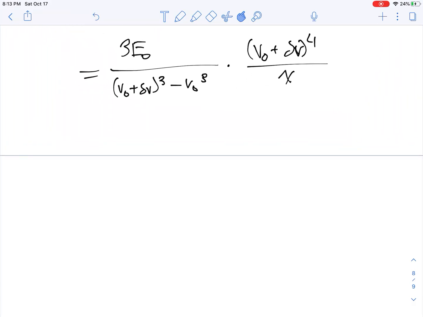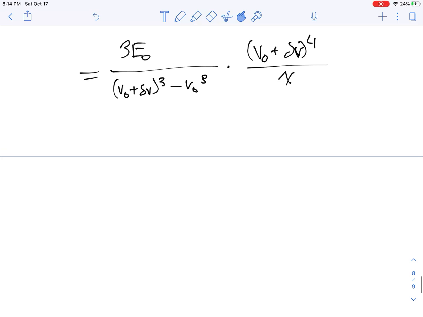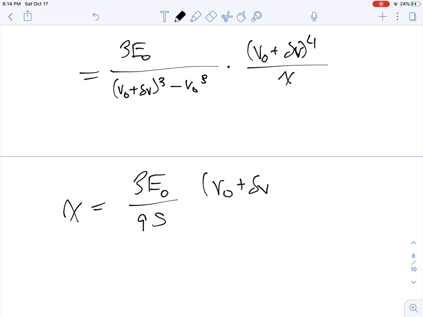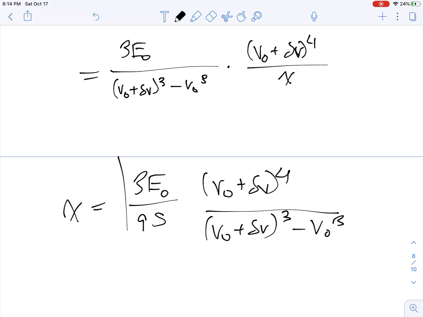Now we can just cross multiply, and we get that x is equal to 3E sub 0 over qs times (V0 plus delta V) to the power of 4 over (V0 plus delta V) to the power of 3 minus V0 to the power of 3. So this is our answer.